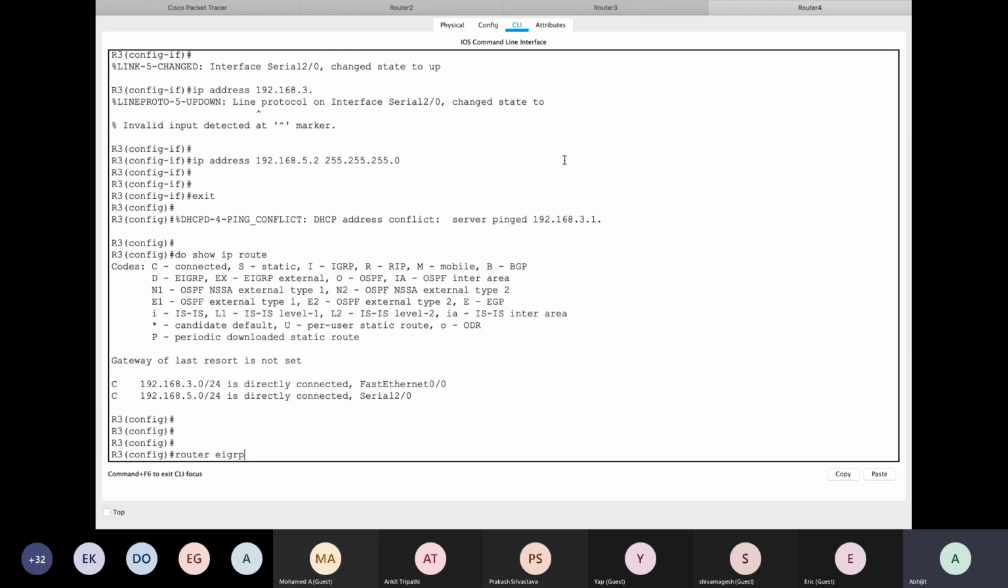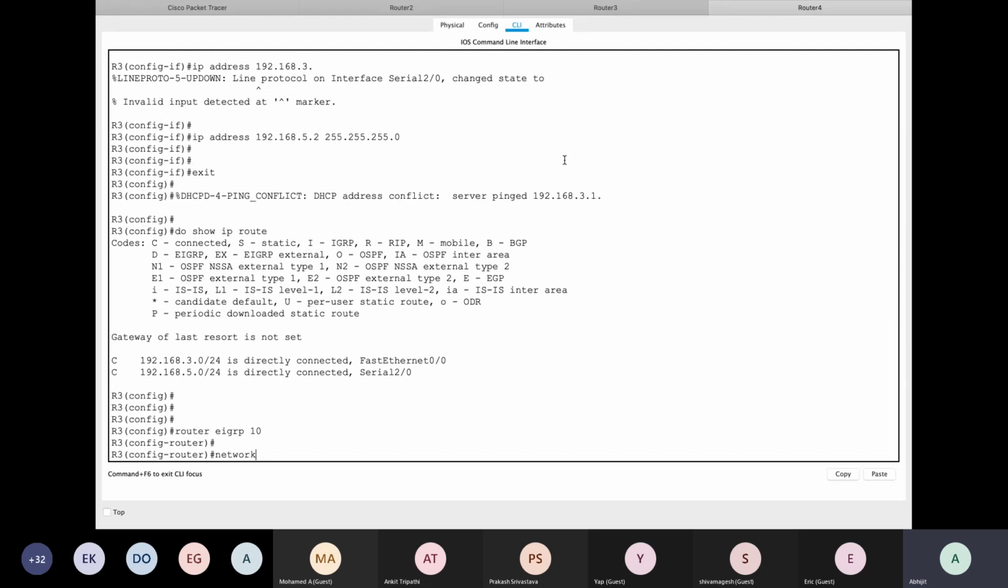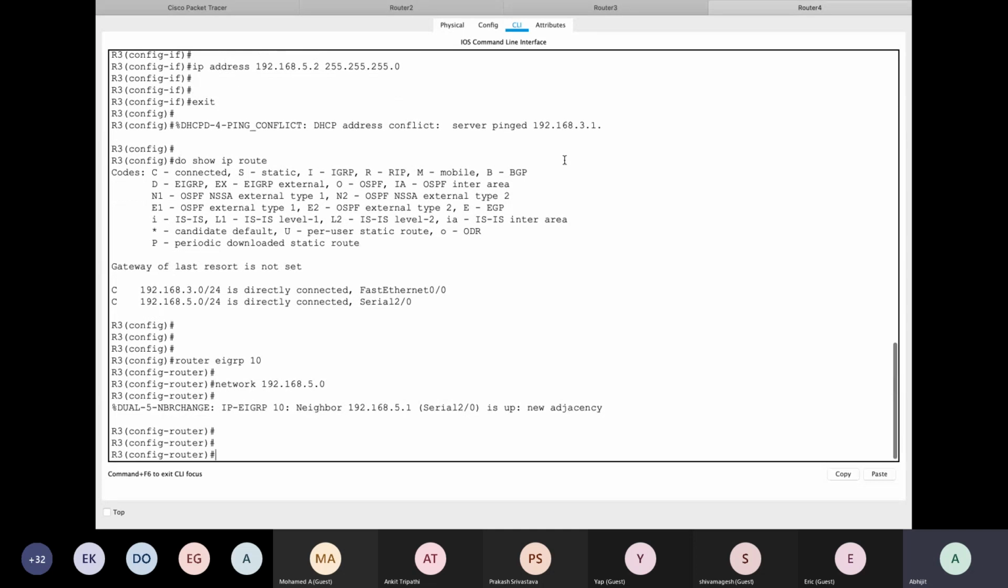So I'll say router EIGRP 10 and network 192.168.5.0. There you go. New neighbor adjacency done. And 3.0.